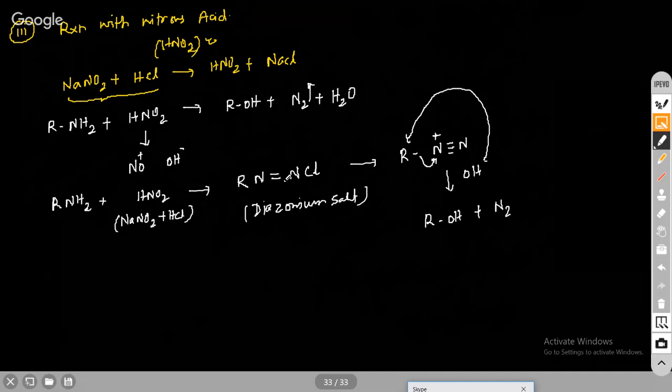Because you see, I have written this in one single step, but actually what happens is that first N2 goes out, we get a positive charge here, and then OH minus attacks. So this reaction actually follows an SN1 type mechanism, in which the carbocation forms first and then we get the product. So you write down that hydride and methyl shifting is possible. Note this point.